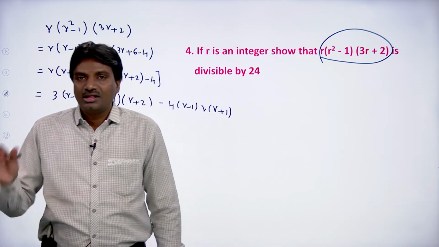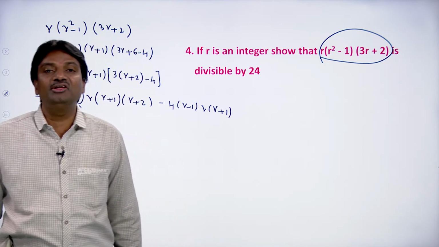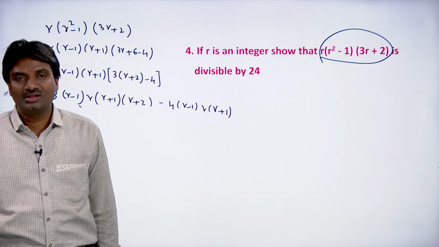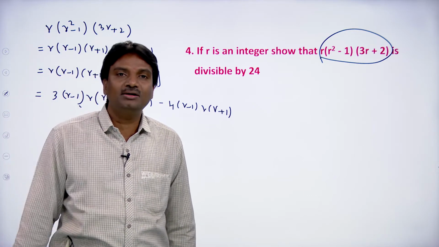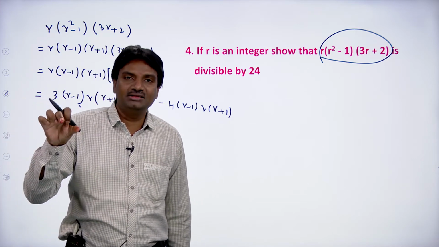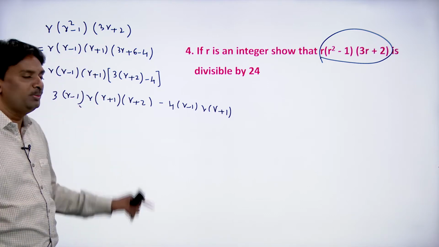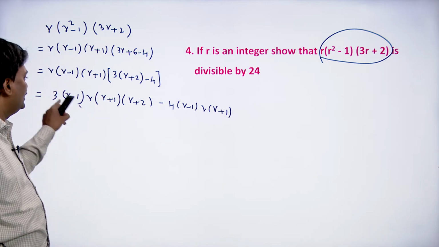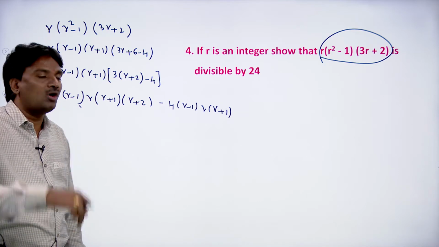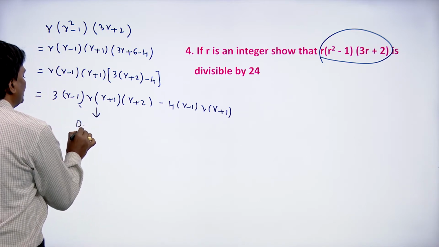We know the product of 4 consecutive natural numbers is divisible by 4 factorial, and 4 factorial is nothing but 24. In general, the product of n consecutive natural numbers is divisible by n factorial. Here in place of r, you may take any positive integer, you will get the product of 4 consecutive integers, so this is divisible by 4 factorial.